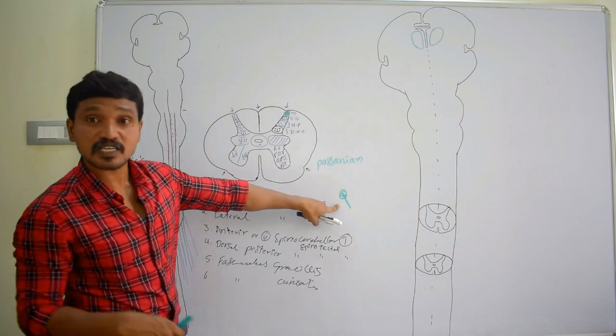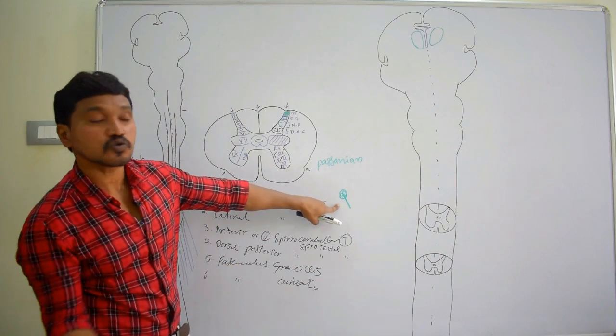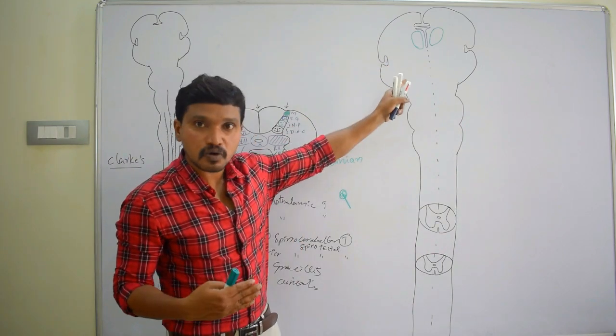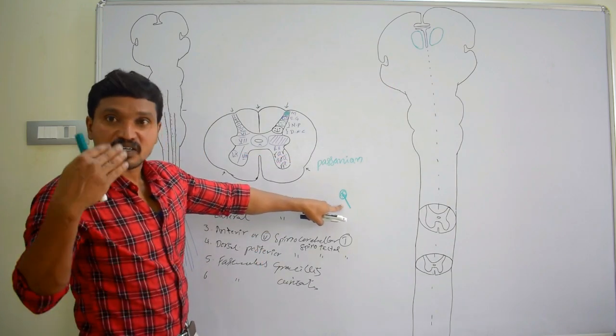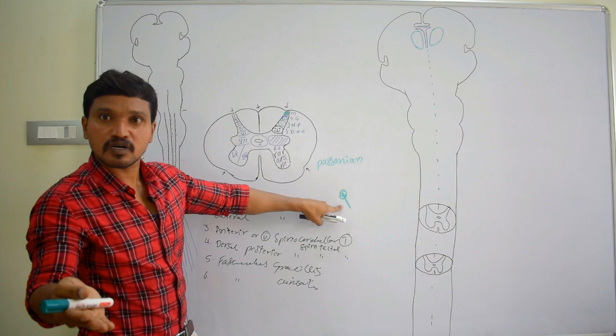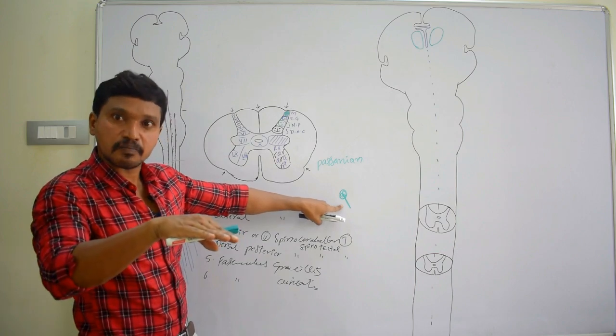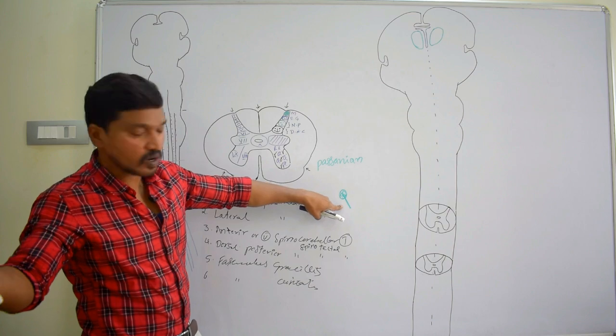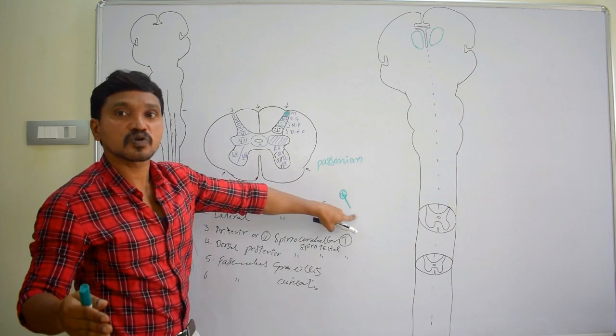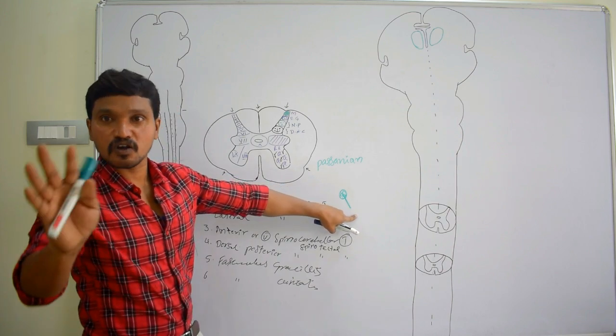Once these receptors are stimulated, this information has to go to the cerebrum. How will it go? See here. Once these receptors are stimulated, these are transducers. Transducers means they convert the mechanical impulses to electrical impulses. Right? Once they convert to electrical impulses, those electrical impulses will be carried by the nerve fibers.